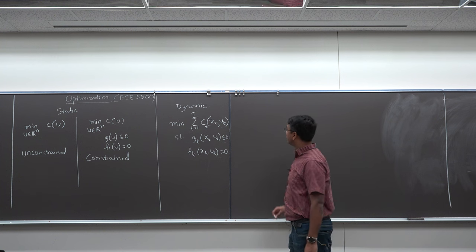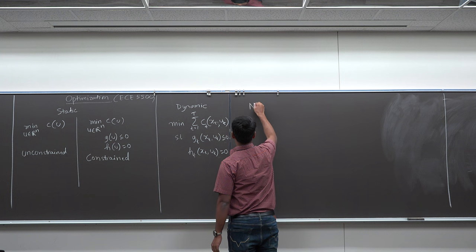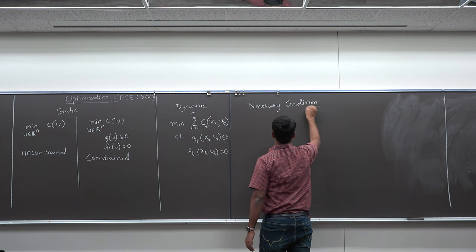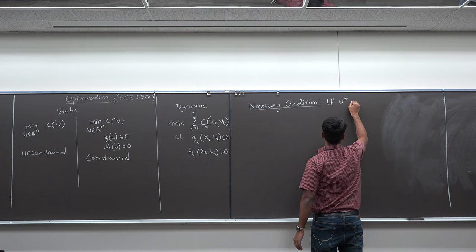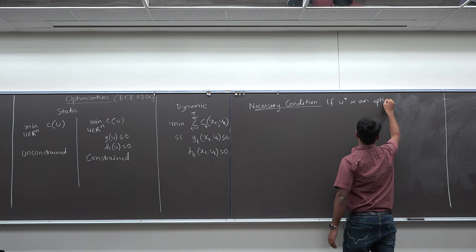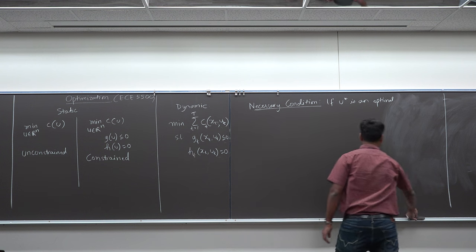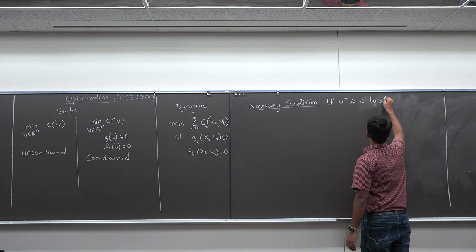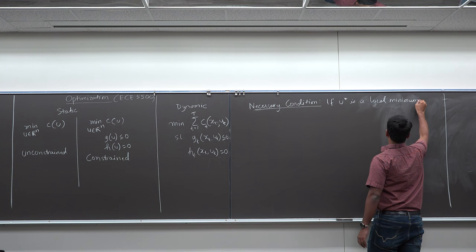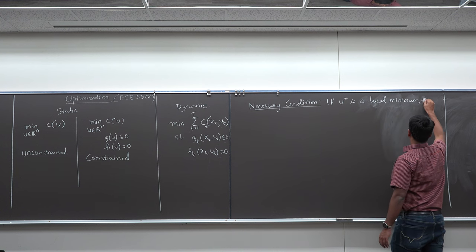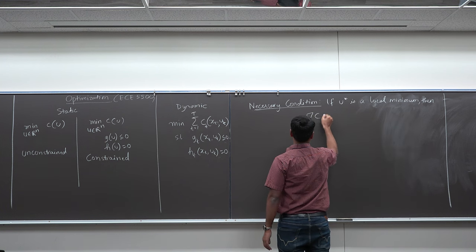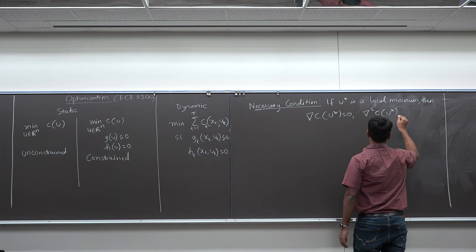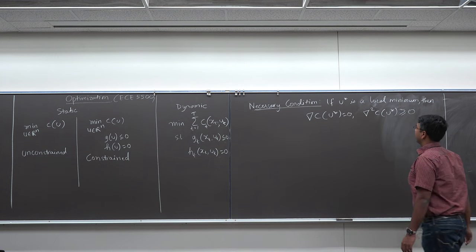Okay, so let's talk about unconstrained static optimization. So the necessary condition: if U star is an optimal solution, a local minimum, then the gradient of C at U star is equal to 0, and the second derivative at U star is positive semi-definite.